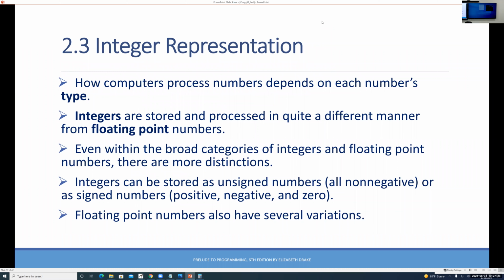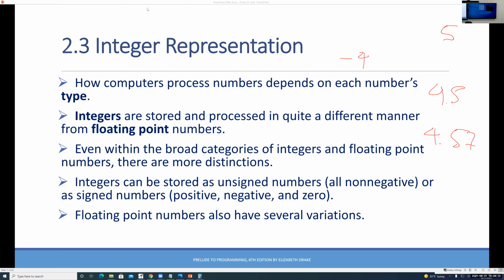Okay, now we move to integer representation. How the computer processes a number depends on the number type. It can be an integer number, or it can be floating point. An integer number is a whole number. You can think about -4, it's an integer number because it's a whole number. You have 5, it is also an integer number. A floating point number has a whole number part and a fractional part. Think about 4.5, right?